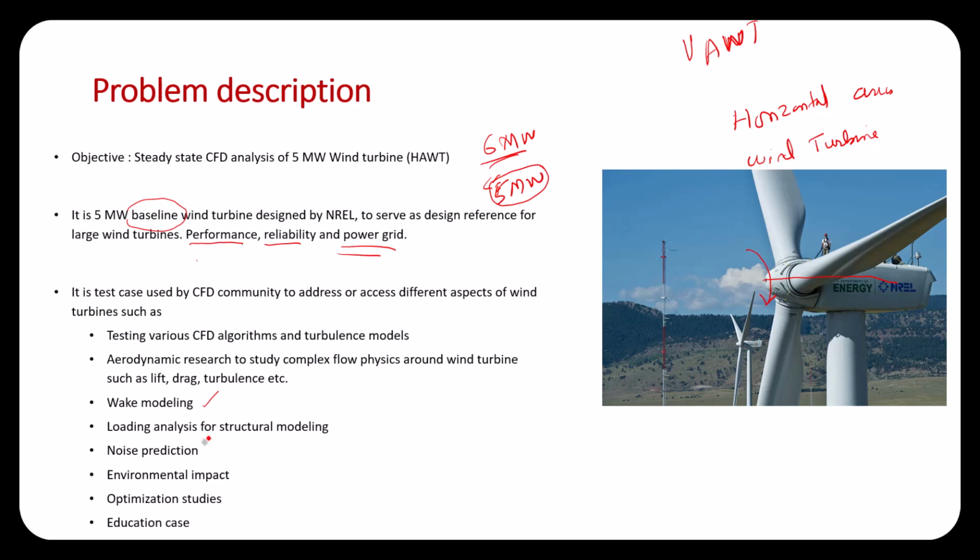And the loading analysis for structural modeling and noise protection, environmental impact, and maybe we want to optimize the wind turbine. So this wind turbine can be used for the optimization studies, and there are many algorithms available in ANSYS also, which you can use to optimize the performance and further enhance it. And this also serves as an educational test case, as we are doing right now.